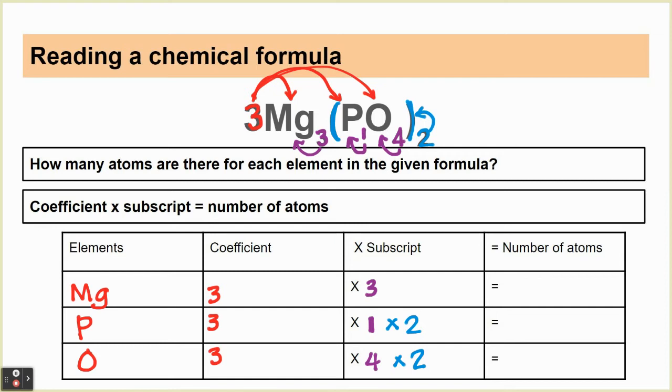So let's start counting. For Mg, 3 times 3, I got 9 atoms of Mg. For P, it's 3 times 1 times 2. I got 6 atoms of P. And then for O, you got 3 times 4 times 2. That's 12, 24. 24 atoms of O.